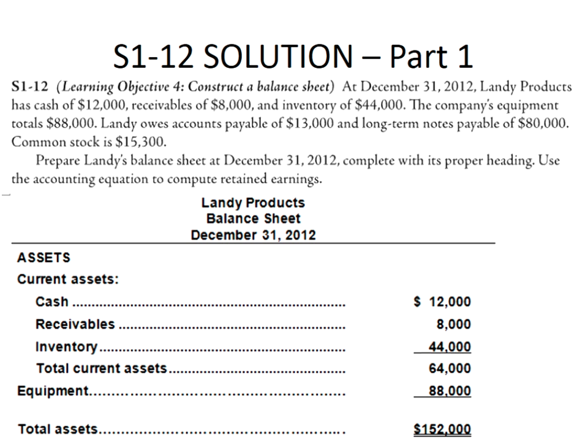Okay, so we get total assets. Here's a good case where we are adding cash plus receivables plus inventory. So we're adding the 12, the 8, the 44 to get 64,000 of total current assets. Then we have equipment, which is 88,000. So we have another single underline. We add the 64 and the 88, and we get total assets of 152,000.